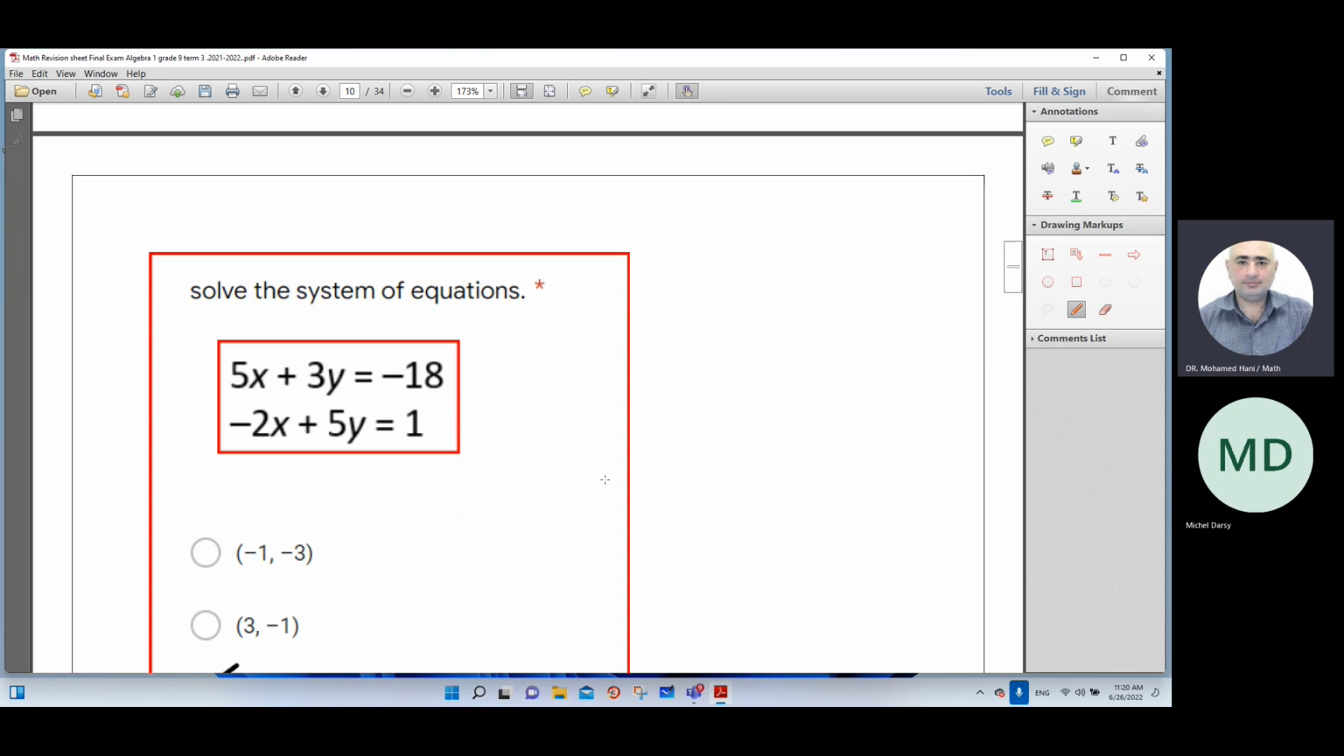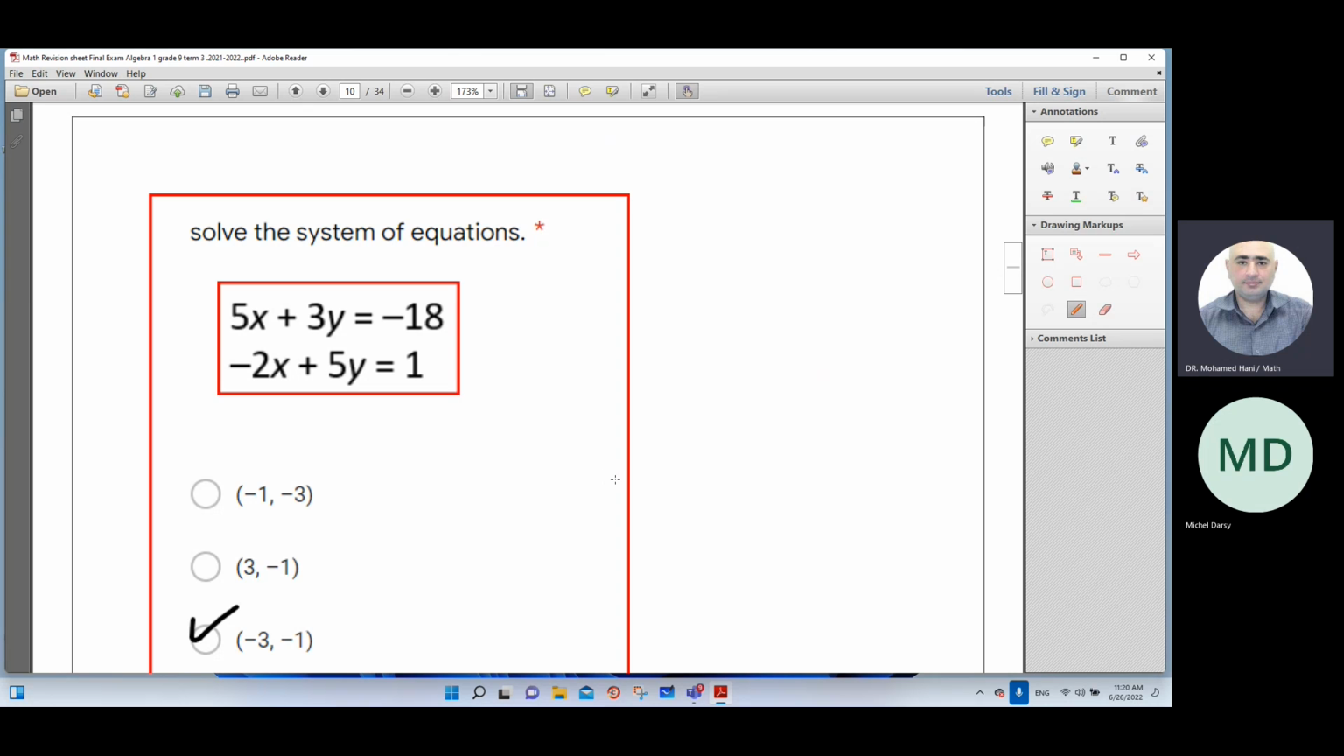Solve the system of equations. We have many methods to solve a system of equations. I will revise the easy way with you. Use elimination. So we want to eliminate the variable y or the variable x. So we want to make the coefficients opposite numbers. So we can switch the coefficients.